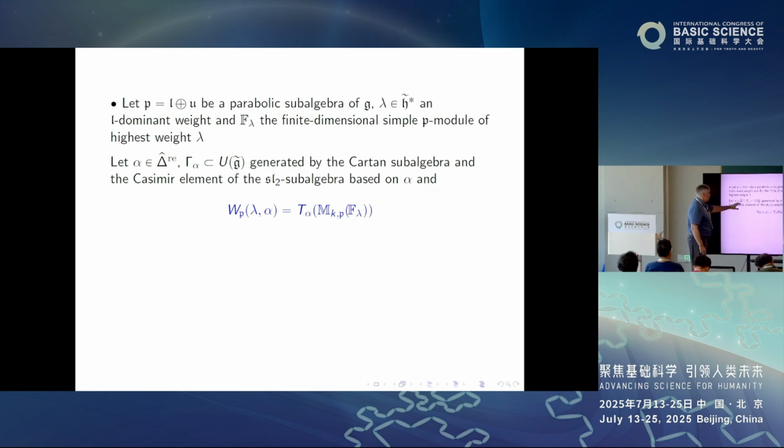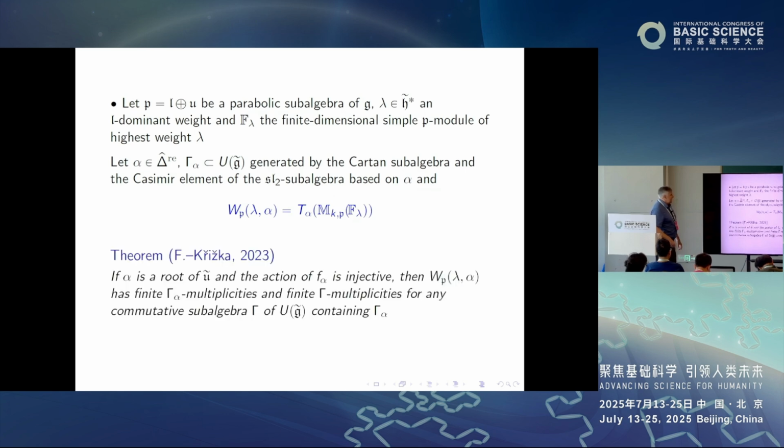So I just want to introduce this commutative subalgebra gamma alpha, for a given real root alpha. It is a commutative subalgebra of the enveloping algebra generated by Cartan and the Casimir element of the SL2 subalgebra based on alpha. Right, so we just extended a little bit our Cartan subalgebra, just added the Casimir element. Right, it's a polynomial algebra.